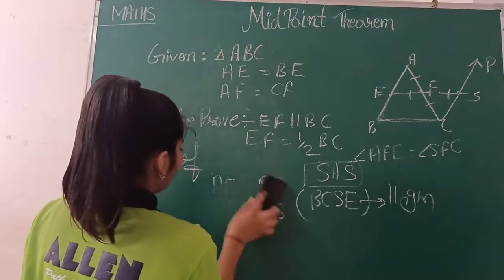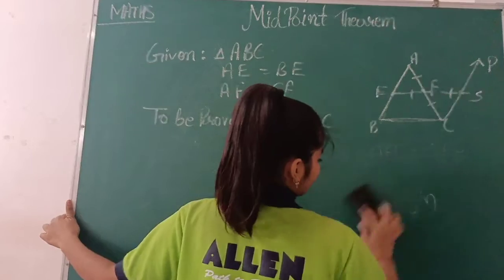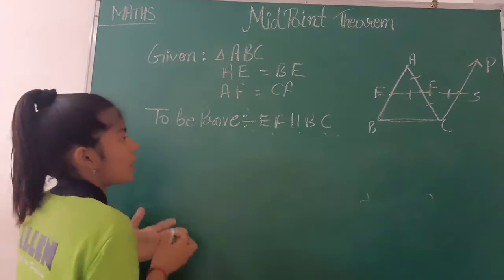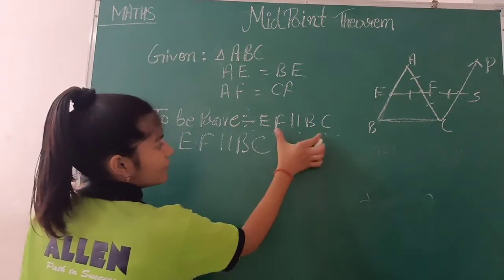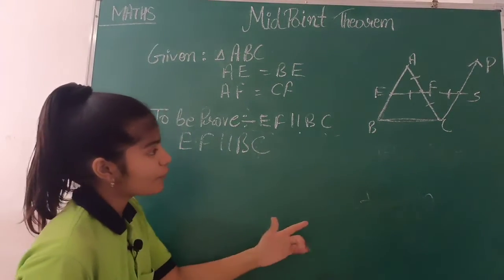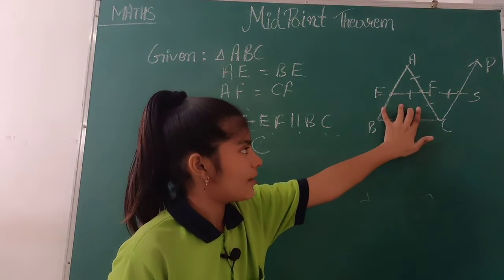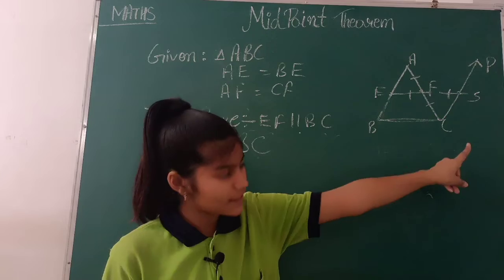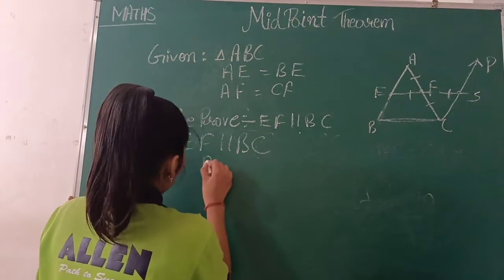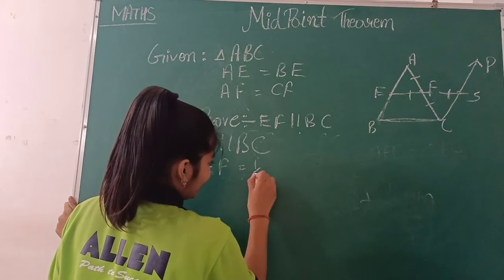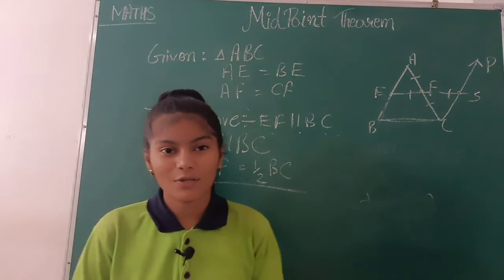Let me rub this proof, okay? See here, EF parallel to BC. We got this now. This is what we had to prove. The next statement we have to prove is that EF equals half of BC. And as this is a parallelogram, F is the midpoint of ES, then EF equals half of BC. And at the end, we have proved the midpoint theorem.